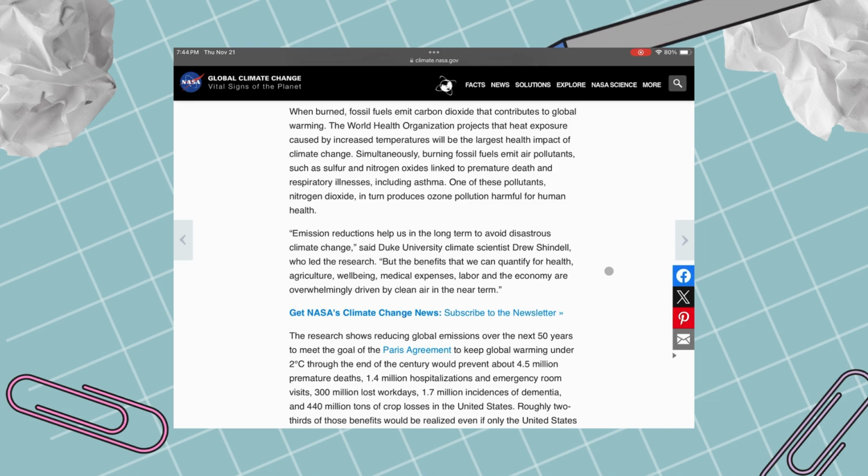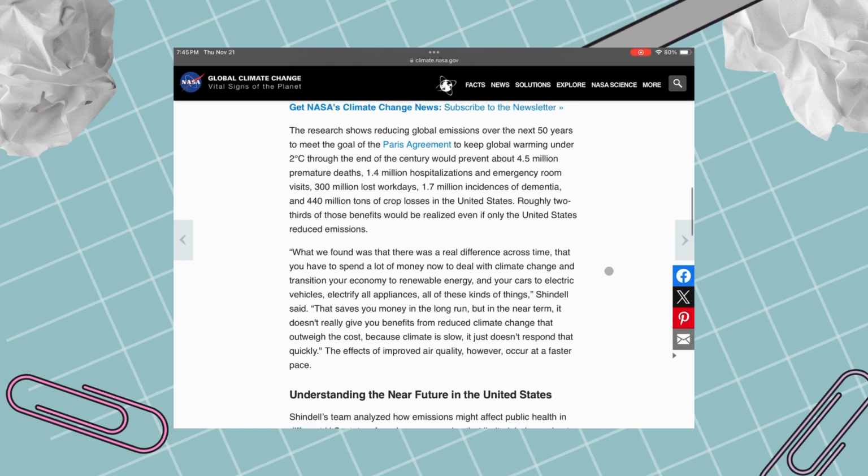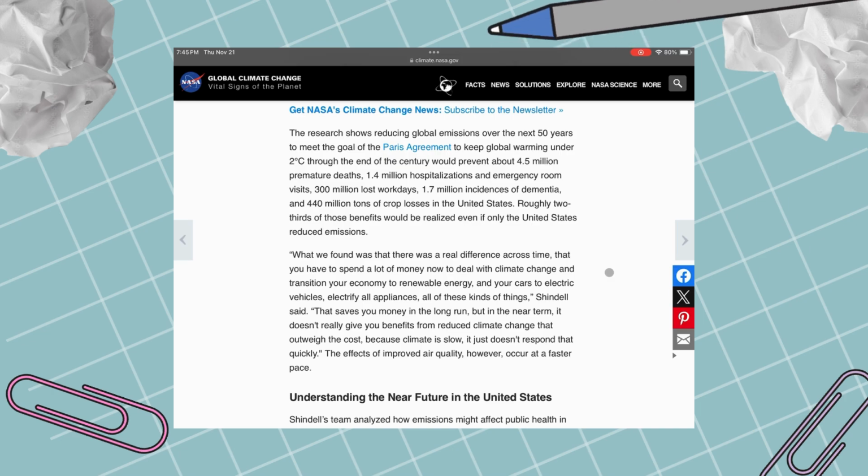Here are the statistics. The research shows reducing global emissions over the next 50 years to meet the goal of the Paris Agreement to keep global warming under 2 degrees Celsius through the end of the century would prevent about 4.5 million premature deaths, 1.4 million hospitalizations and emergency room visits, 300 million lost workdays, 1.7 million incidences of dementia, and 440 million tons of crop losses in the United States. Roughly 2/3 of those benefits would be realized even if only the United States reduced emissions.